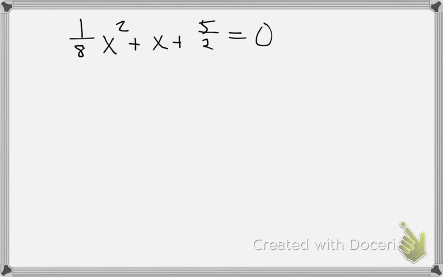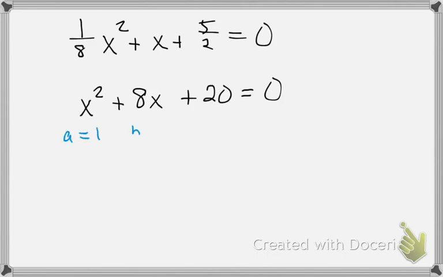So what can we do instead? Yeah, LCD here is 8. So let's hit everything with an 8, giving me an x squared plus 8x plus 4 times 5, which is 20, set equal to 0, right? Because wouldn't the 2 reduce the 8 to a 4? And 4 times 5 is 20. Now who's playing the role of A? 1. B? 8. And C? 20.